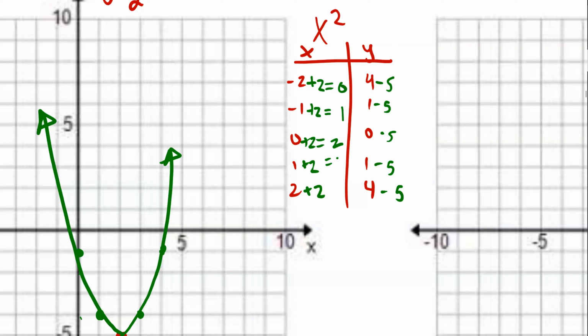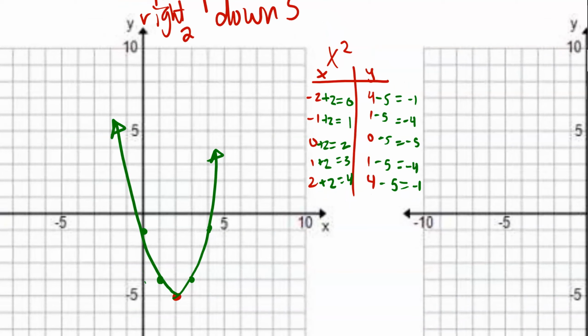1, 2, 3, 4. -1, -4, -5, -4, -1. So this is how we did it. So I found my new points. 0, -1, 1, -4. I shifted all of my x coordinates right by 2 by adding. I shifted all my y coordinates down by 5 by subtracting 5.